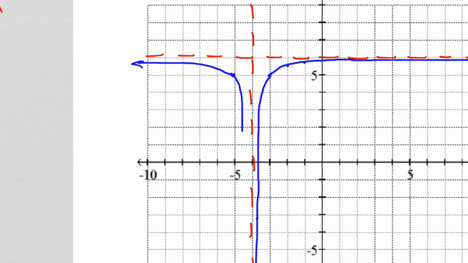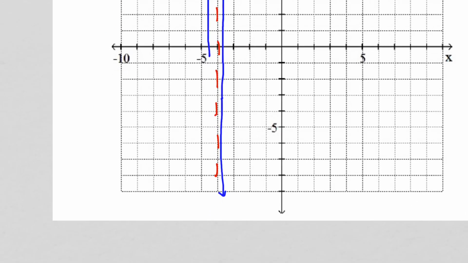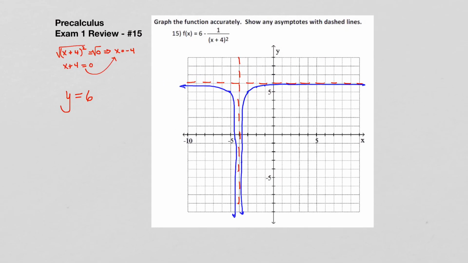And you can put this into your graphing calculator to see what the graph looks like precisely. But this is fairly accurate. And so I've got my asymptotes in there, and that's all I was asked for. So that's my final answer.